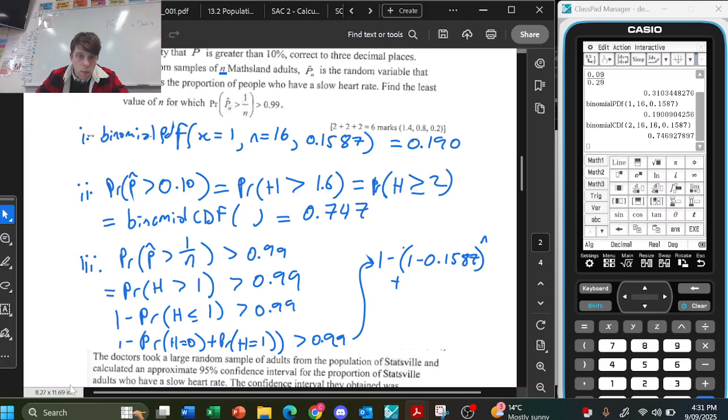Then we have, what's the probability that the number of people with a slow heart rate is 1? Well, if we think about it, if there is one person with a slow heart rate, then that means that everyone else does not have a slow heart rate.